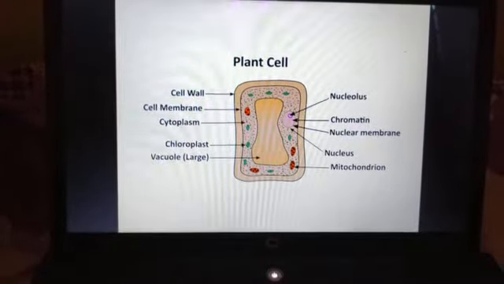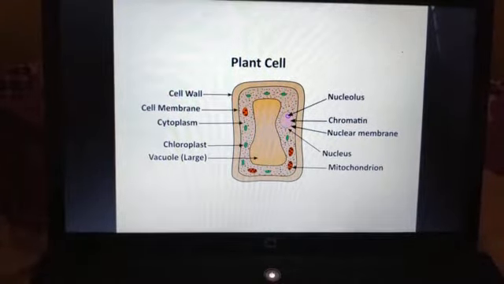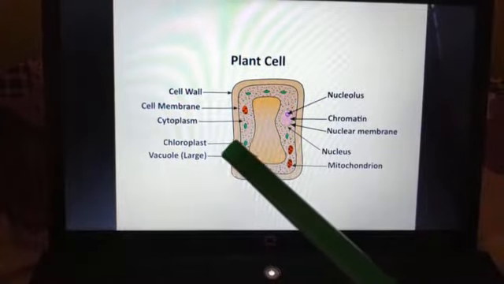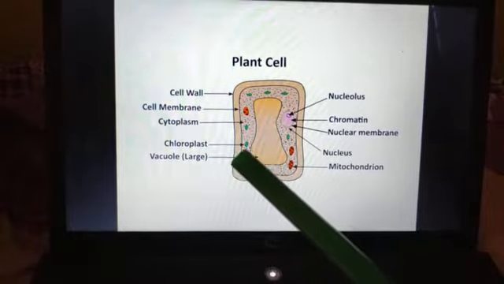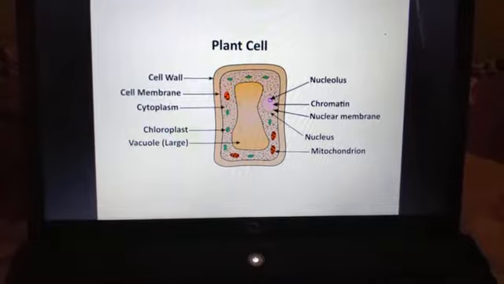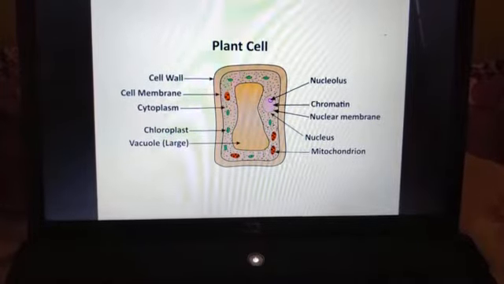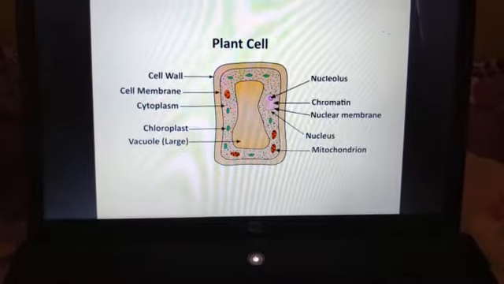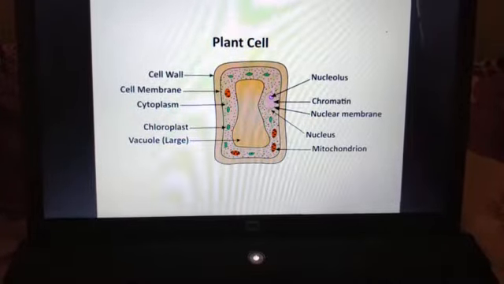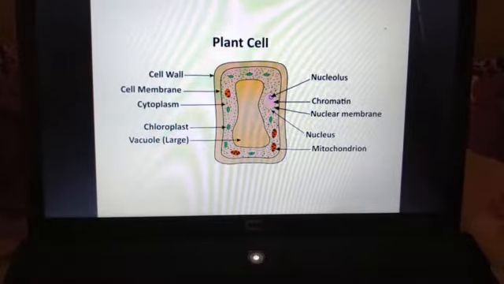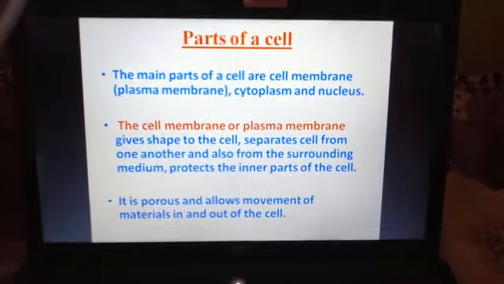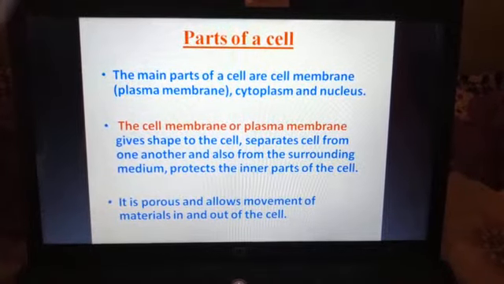These plant cell, they also have green color plastid called the chloroplast. These are the chloroplast which was absent in animal cell. So these plant cell, they have cell wall, chloroplast and the vacuoles are large in these plant cell. And these cell wall and chloroplast was absent in animal cell. So let's now see more in detail parts of a cell.